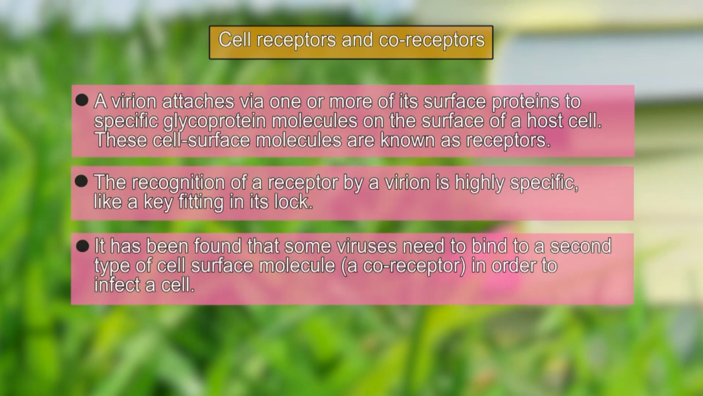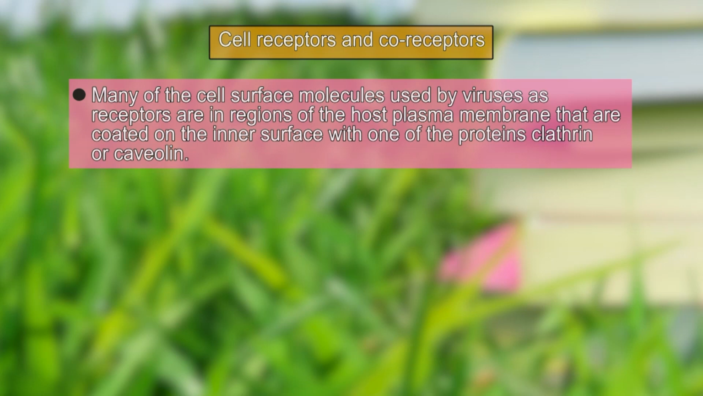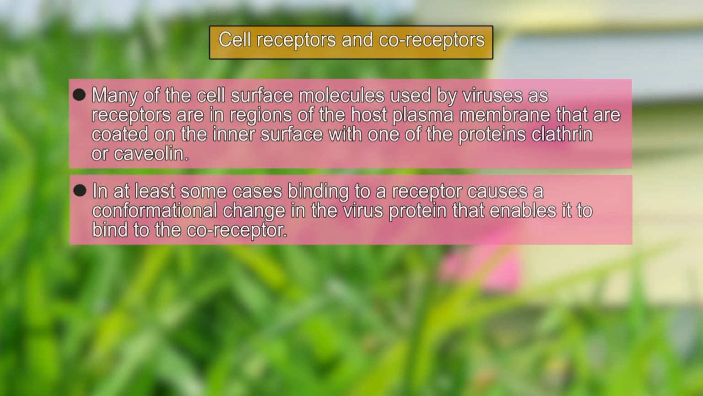Some viruses can even bind to a second type of receptor called a co-receptor, and these receptors are present in the host cell plasma membrane, and on the inner surface these are coated with proteins like clathrin or caveolin. In at least some cases, some viruses are independent of clathrin or caveolin. After binding to the receptor, there is a conformational change which enables the virion surface proteins to bind to the second type of receptor, called a co-receptor.